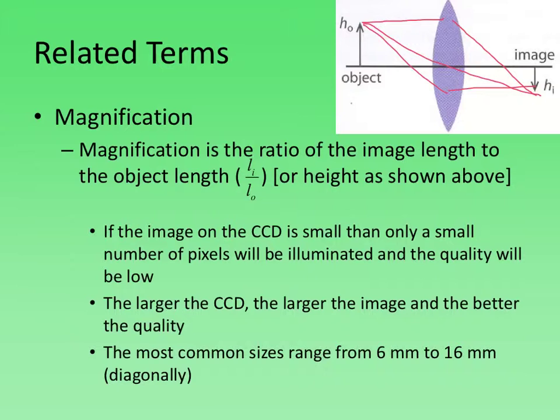At this point, they're ranging from about 6 millimeters to 16 millimeters, and just like with our TV sizes, that measurement is on the diagonal from corner to corner. But again, also, the larger the CCD, the more pixels we can fit on there as well.